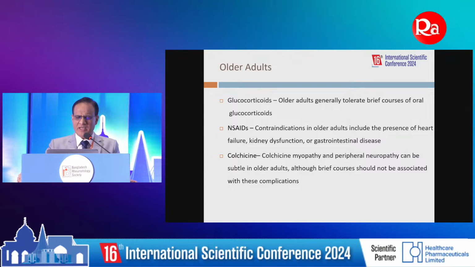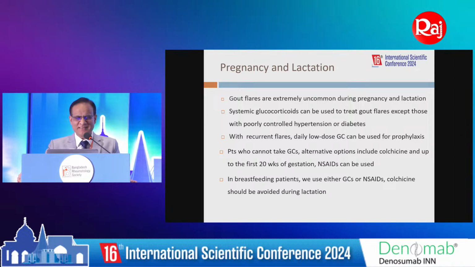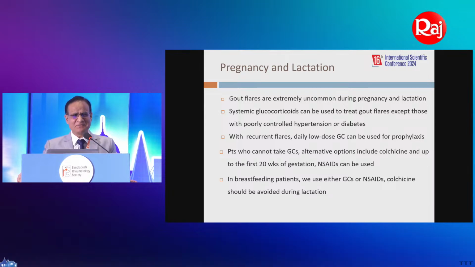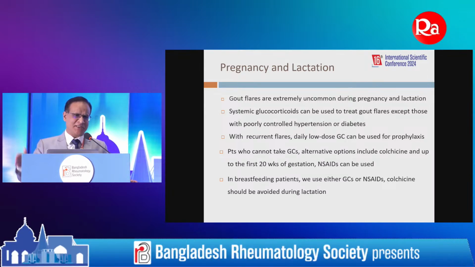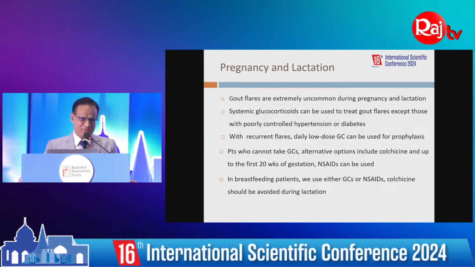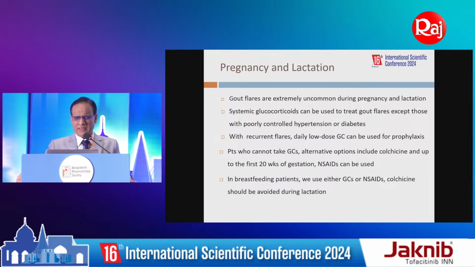Colchicine myopathy and peripheral neuropathy can occur in older adults, although sometimes we have to prescribe a brief course despite some complications. Pregnancy and lactation. Actually, female patients usually do not encounter gout before menopause, but after menopause it is the same in male and female. Gout flare will be treated with systemic glucocorticoid if the patient has these sorts of problems.